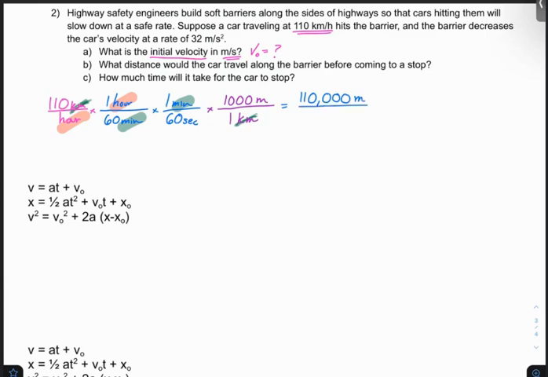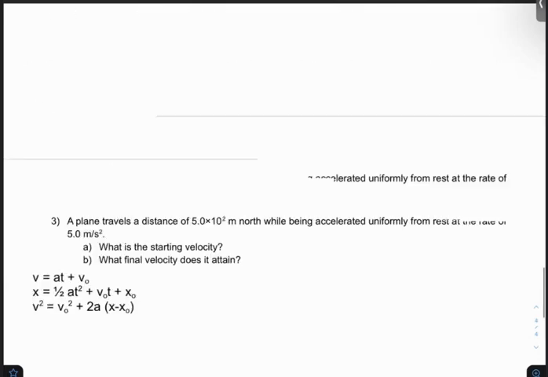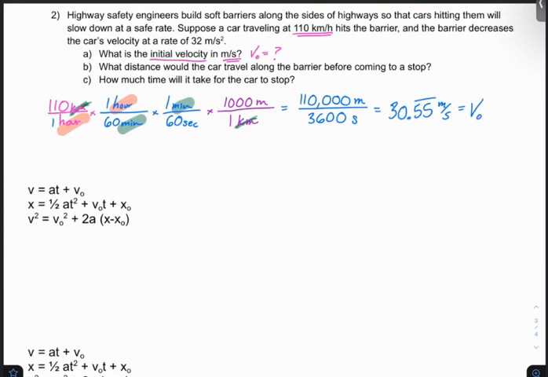And on the bottom, I'm going to have 1 times 60 times 60 times 1, which is 3,600. The only units left on the bottom are seconds. So now all I need to do is throw that in my calculator, and I get 30.55 going on forever meters per second. So this is my starting velocity. This is the first thing that I know. So that means I have my starting velocity, so in any of these equations, I have starting velocity.